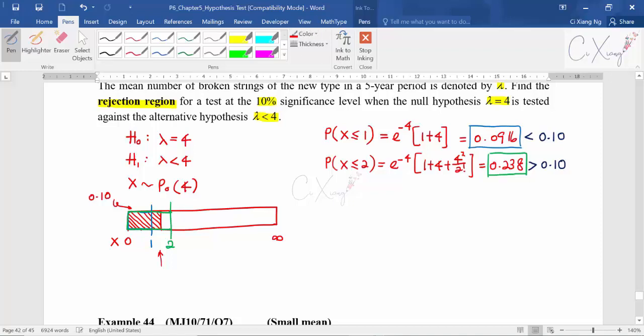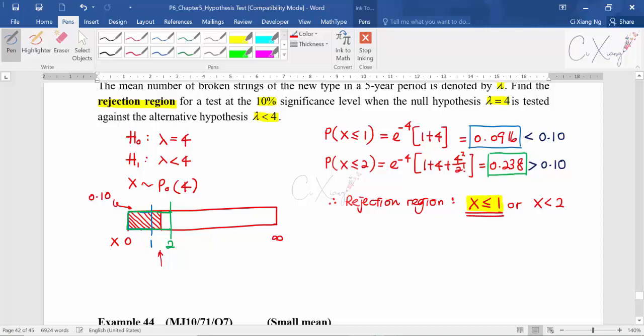The white color part will be the acceptance region, right? Then from here you can very clearly see where your rejection region is, so you can write out your rejection region. You can write it as x smaller equals to 1, or you can write it as x smaller than 2. For me, I will still write it like this, x smaller equals to 1.